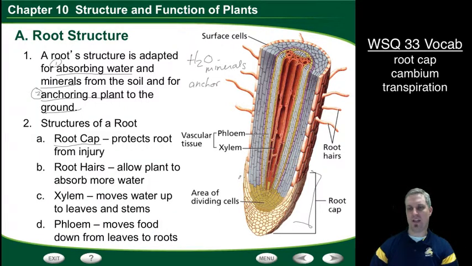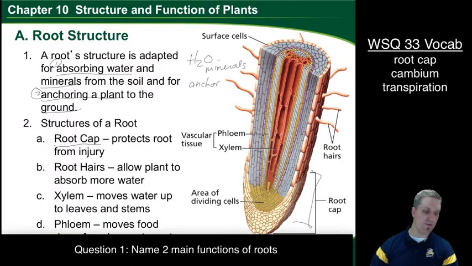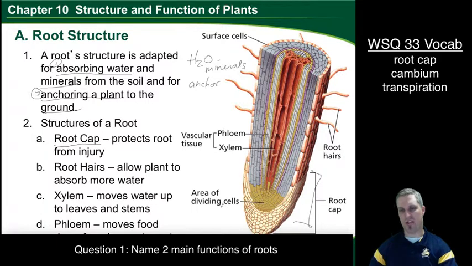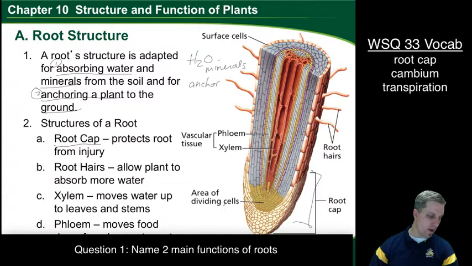It acts similar to how a callus on your finger or your nails act as a protection mechanism. That's what the root cap does. It protects the root from injury, from rocks and different things as the root grows down into the ground.